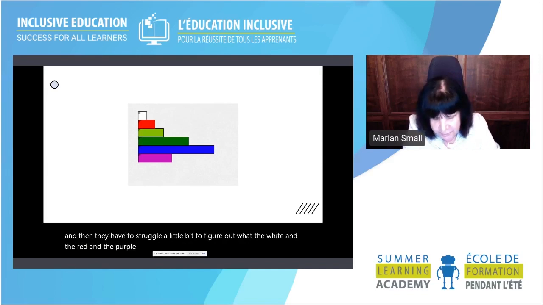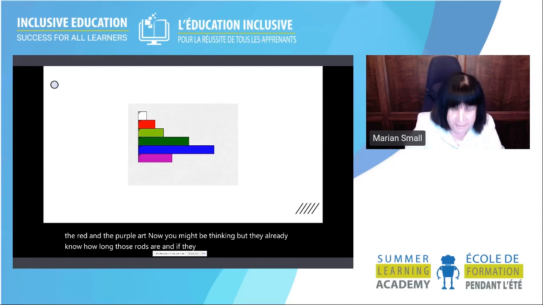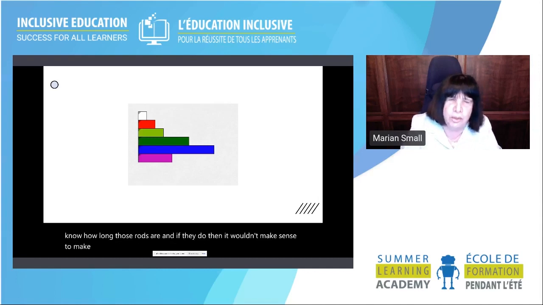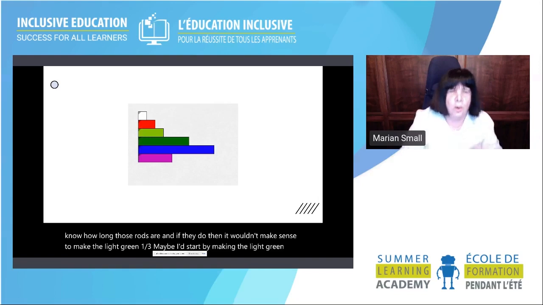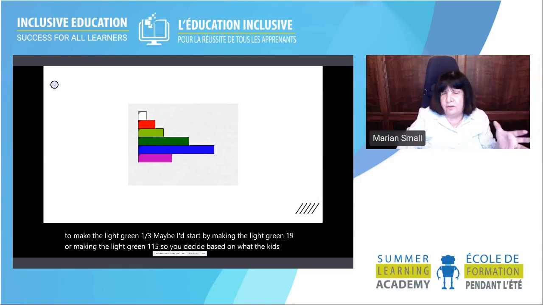Now you might be thinking, but they already know how long those rods are. And if they do, then it wouldn't make sense to make the light green one 3. Maybe I'd start by making the light green one 9 or making the light green one 15. So you decide based on what the kids know what makes sense to do.